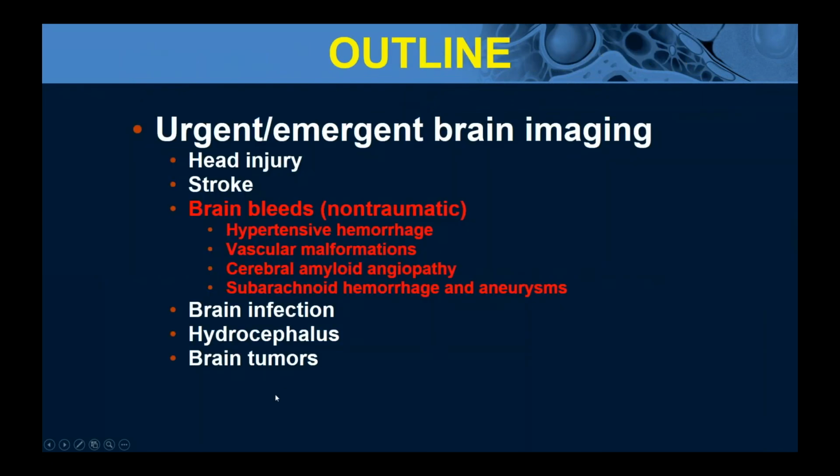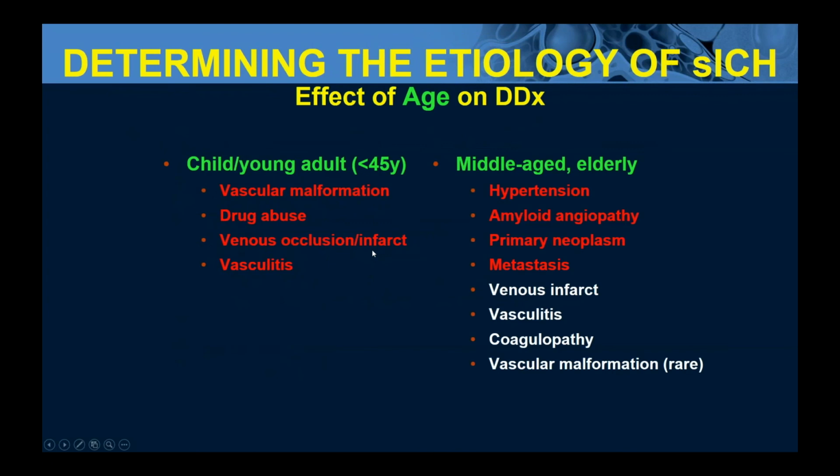So we're going to close by talking a little bit about non-traumatic brain bleeds. We've already talked about your hypertensive brain bleeds, and I'm going to close with just what happens when you get brain bleeds in patients of different ages. So determining the etiology of your spontaneous, in other words, non-traumatic intracranial hemorrhage is really important. And we're going to talk about the effect of age on the differential diagnosis.